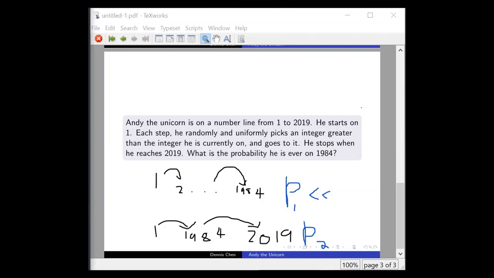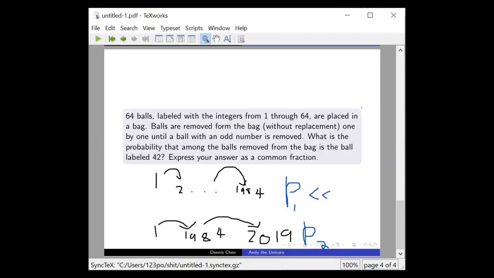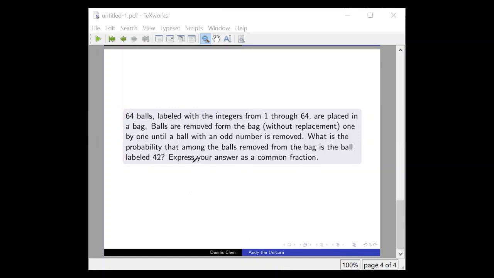All right. So without further ado, we're going to take a look at the similar problem. I'm going to clear the screen. 64 balls labeled with the integers 1 to 64 are placed in a bag. Balls are removed from the bag without replacement one by one until a ball with an odd number is removed. So what's the probability that you remove 42 at all?